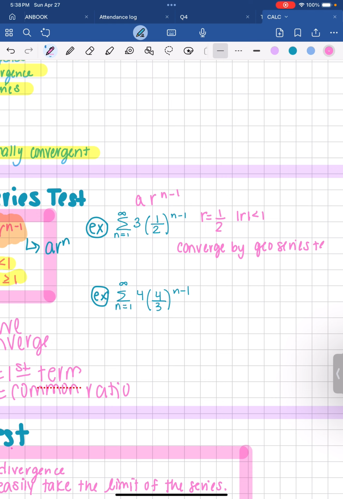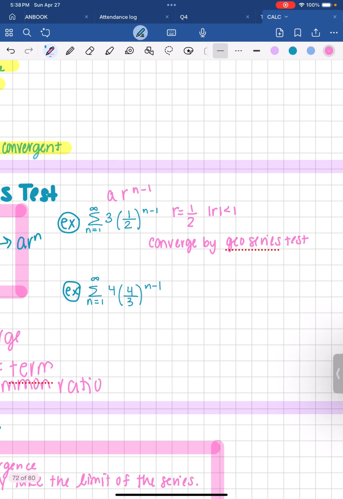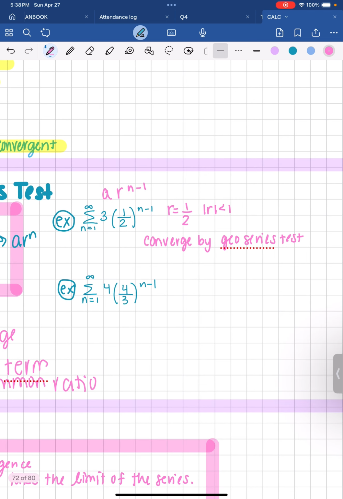So if that's me showing my work, I showed the condition that the absolute value of r has to be less than 1. And then I'm going to say we converge by the geometric series test. So now say they want us to find the sum. Now here's my suggestion, because I know we can tell that a is equal to 3, but if I were you, I would start by plugging in values for n, just to make sure, especially if you're not sure what r is or what a is.